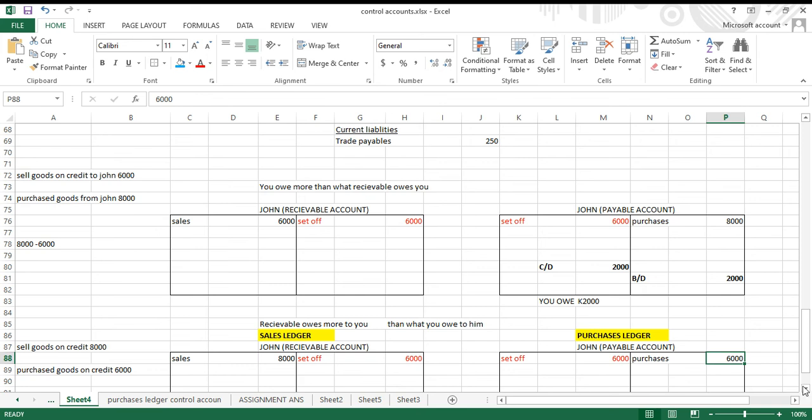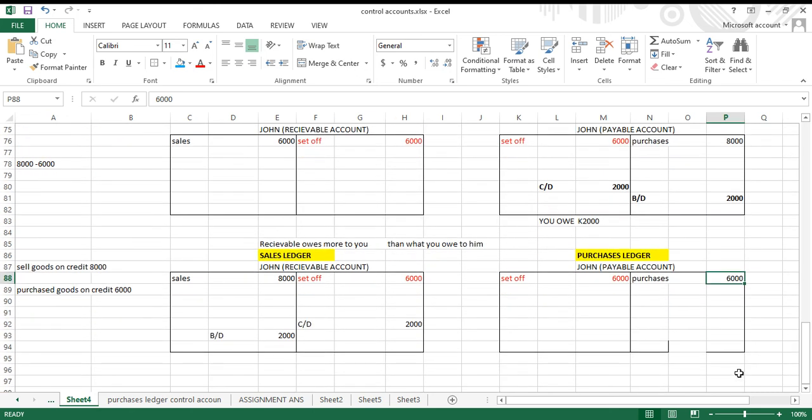So for the set off, again we're just going to say 8,000 minus 6,000. That gives us 2,000. So that's how much John is owing us. To show that on the T accounts, again, you credit the set off of 6,000. 8,000 minus 6,000, you get 2,000. So John is now owing us only 2,000.